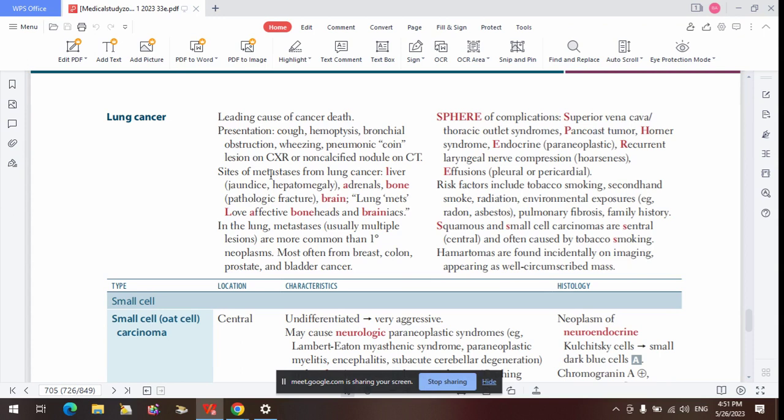So what are the signs of metastasis of lung cancer? The code is LABB, our laboratory.